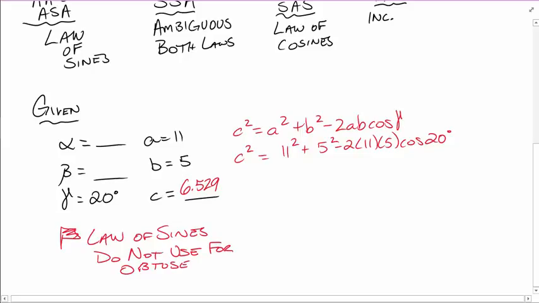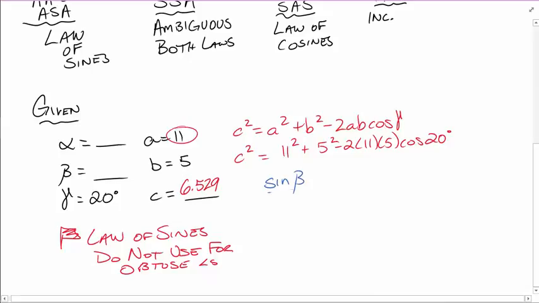That speaks to the domain and range of the inverse sine function. We don't have the graph of the inverse sine function memorized, but we cannot use the law of sines to determine obtuse angles. So of these two missing angles, which is the one that could be obtuse? Well, opposite the 11, that might be obtuse. So I'm not going to use the law of sines to determine alpha. I can use the law of sines to determine beta though.